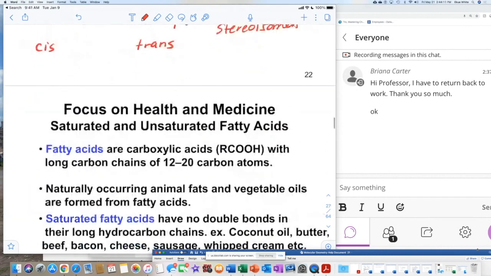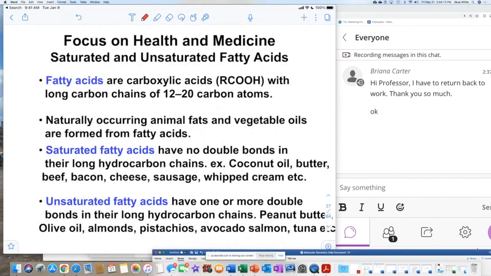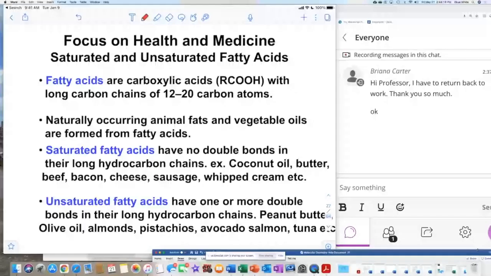Okay. So now we're kind of branching off of alkenes and going to real life application. We're focusing on our health and medicine. As I talk about this, I think about food. Fatty acids. So we're talking about saturated and unsaturated fatty acids. You know how they say saturated fats are bad for you, trans fats are bad for you? We're about to walk down that lane, okay?